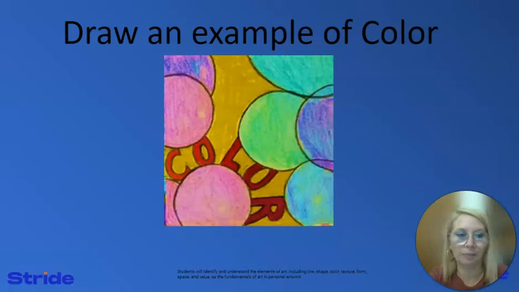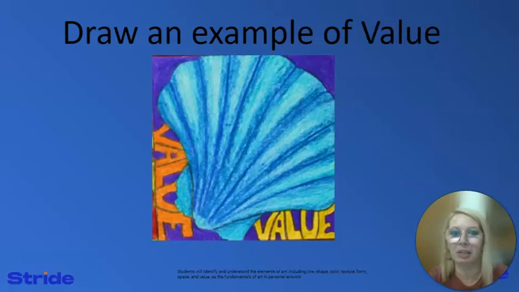Let's try color. Choose your favorite colors. You can do complementary colors, analogous colors, primary colors, you pick. You can stop and press play when ready to continue. Let's try one of value. You can refer back to our Elements of Art notebook. Stop the recording. Press play when you're ready to continue.